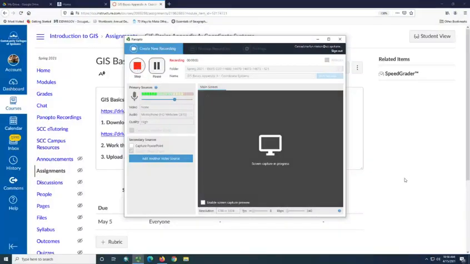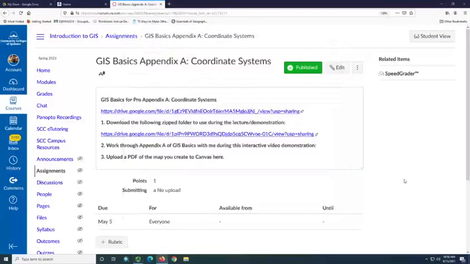Okay, students, here we are on board again with some GIS basics work. Today we're going to be working in Appendix A, and we're going to be focusing on coordinate systems. Coordinate systems are an essential part of understanding the map world, the cartography world.